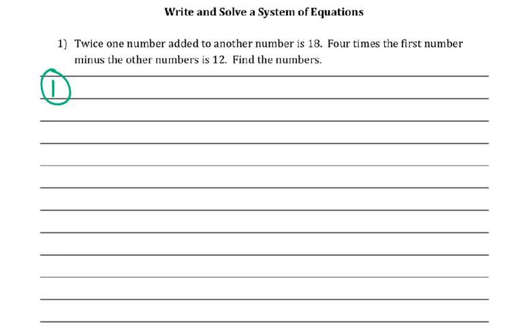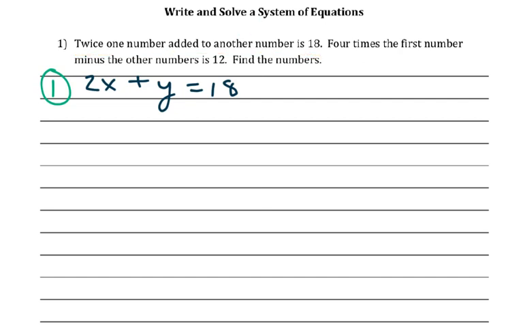Okay, I read this first sentence, and it sounds like it's just one equation to me. Twice one number. Well, I'm going to go with x. Added to another number is 18. Well, I really should technically have that other number first, but addition doesn't matter. So I'm just going to do plus y equals 18. So note that that means that it's a different variable altogether, because otherwise it would say that same number.